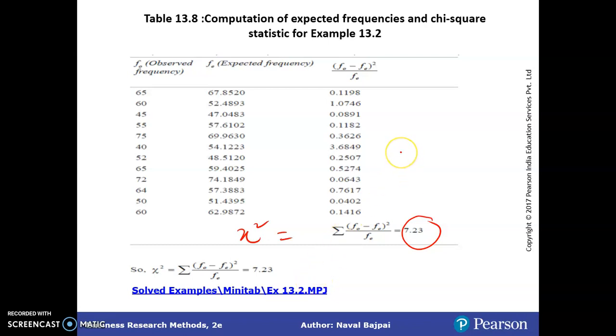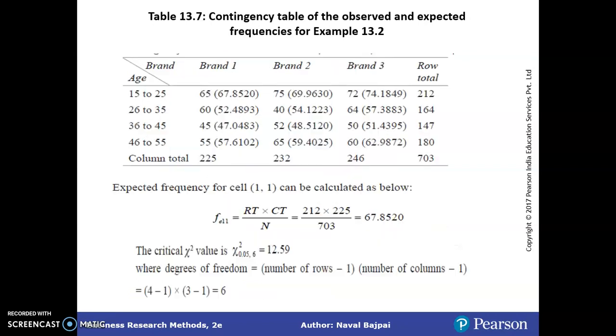Now the second thing is to calculate the degree of freedom. Degree of freedom we can calculate using the number of rows and number of columns. We have 3 columns and 4 rows. The formula for degree of freedom is (number of rows minus 1) into (number of columns minus 1). So we have 4 minus 1 and 3 minus 1, so 3 into 2, that is 6.